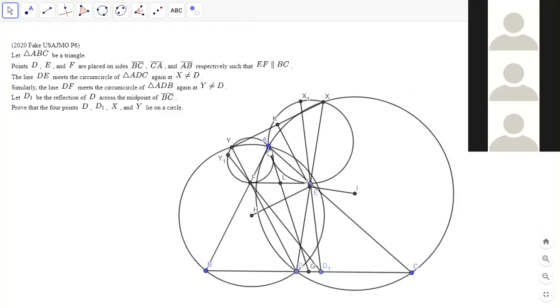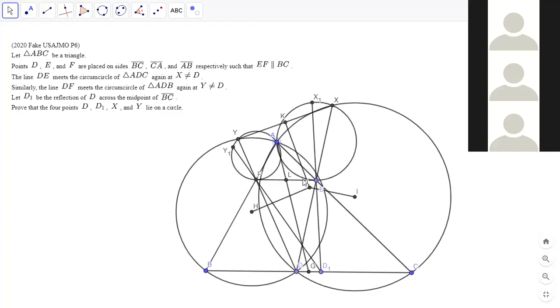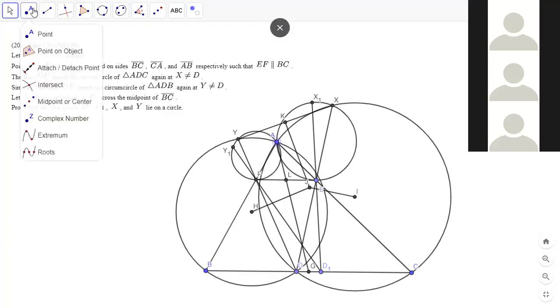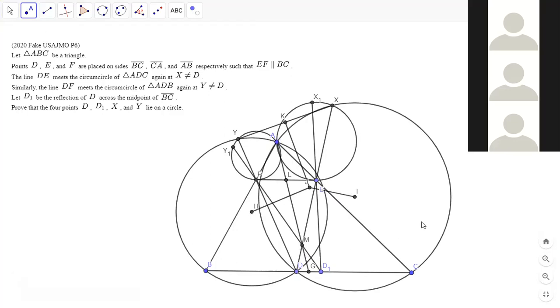Although now I don't like where point J is. Maybe something like that. Okay. Since D1EF is a trapezoid, if we intersect DE with D1F, it's collinear with the midpoints. Nice, I like that. So we could draw that point. That's basically by Ceva's theorem.